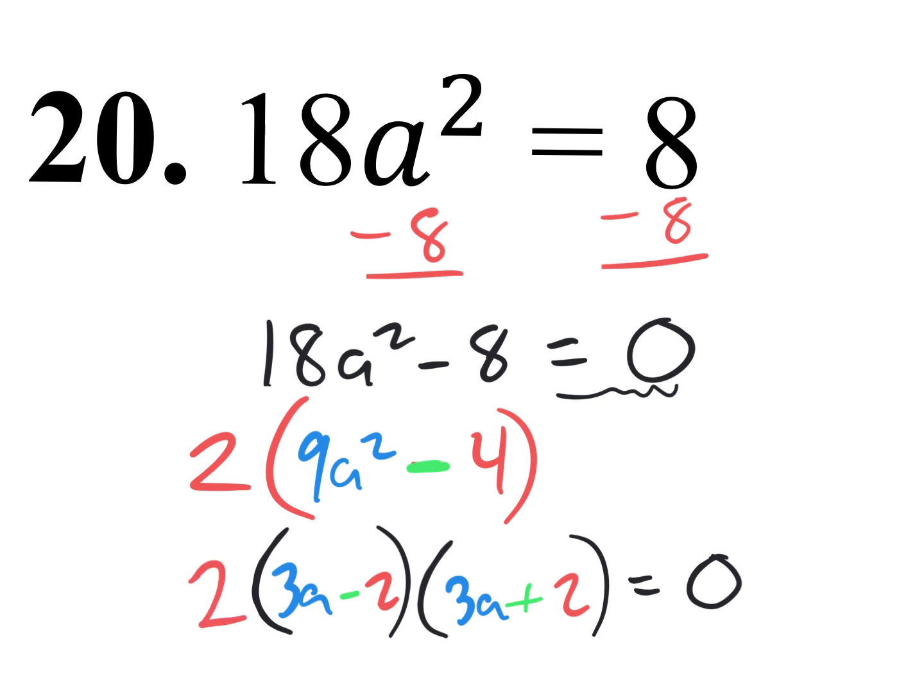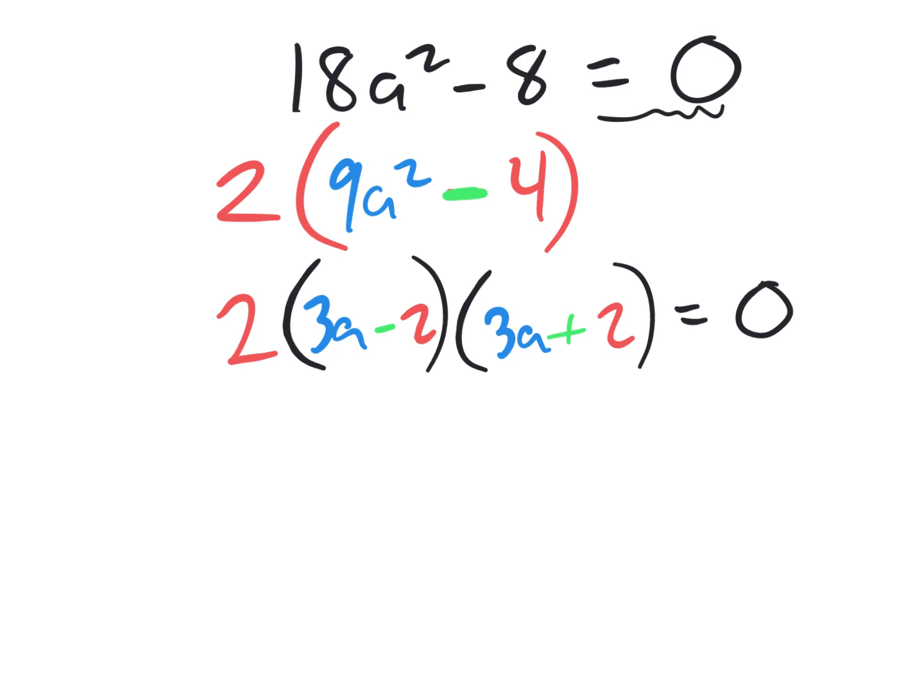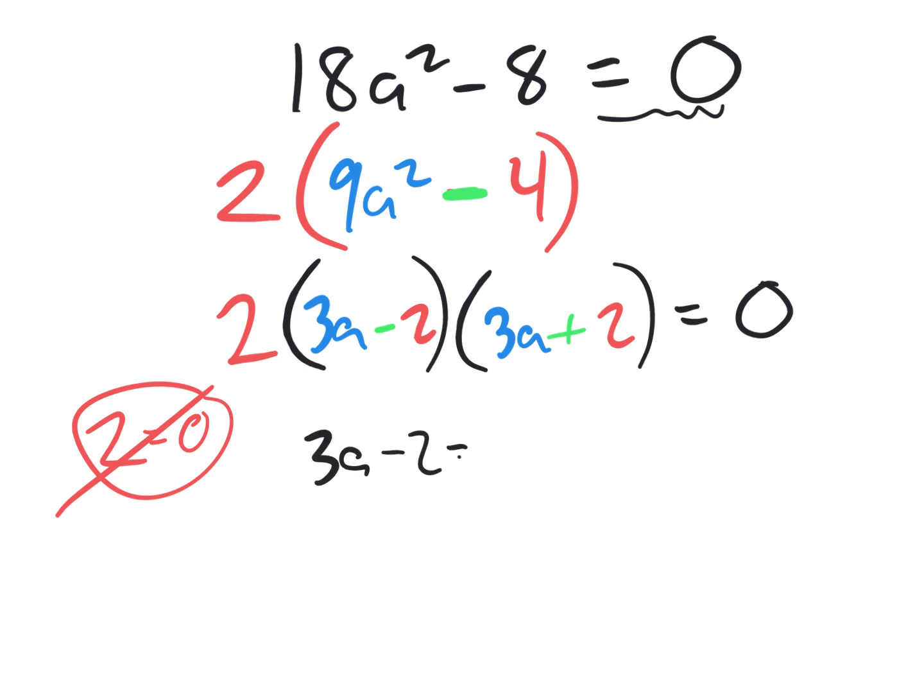Now, you could use zero product property here where it says something times something times something. Well, this could be 0 or this could be 0, but 2 is not 0, right? Even if you did say, well, could 2 equal 0? Nope, that's not true. That's impossible. But you do know that the 3a minus 2 could equal 0, and 3a plus 2 could equal 0, okay? And if you solve both of these, you'll get your two answers.